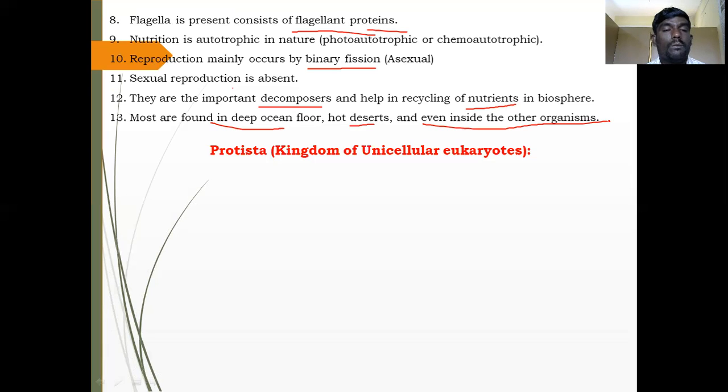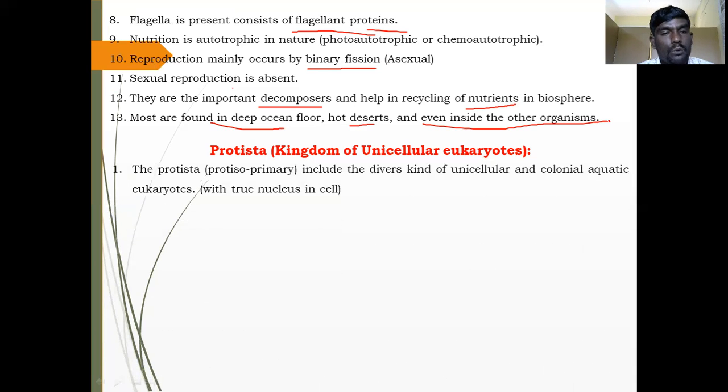That is kingdom Protista, or unicellular eukaryotes. Kingdom unicellular eukaryotes, kingdom Protista. Let's see what this is. Protist means a primary, first organism. It is called the first organism on earth. It includes diverse kinds of unicellular and colonial aquatic eukaryotic organisms, and these show a true nucleus in the cell.